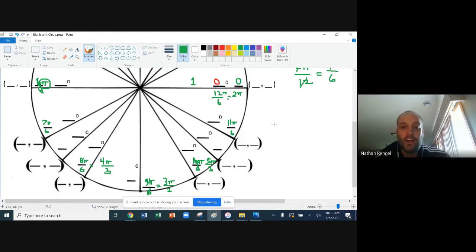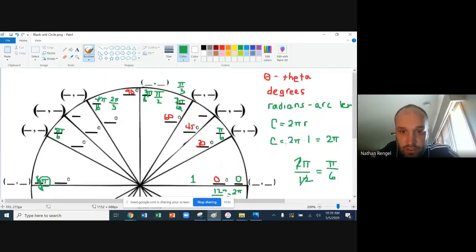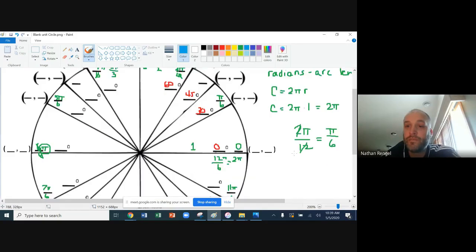So we get our 30-degree sections, of which there are 12 around the circle, counting by pi over 6. So pi over 6, 2 pi over 6, 3 pi over 6, and so on as we get around the circle. Now in blue, let's look at the 45s.